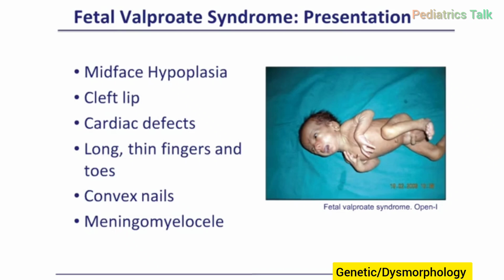Again, there's mid-facial findings, specifically mid-face hypoplasia, a high incidence of cleft lip, high incidence of cardiac defects, long, thin fingers and toes with convex nails, and here, the big one you want to remember is the high incidence of meningomyelocele. Again, these are sometimes very difficult diagnoses to make unless you know specifically the drug that the mother has taken during pregnancy. If there's any question at all, then a geneticist dysmorphologist is of invaluable help in terms of making these specific diagnoses.